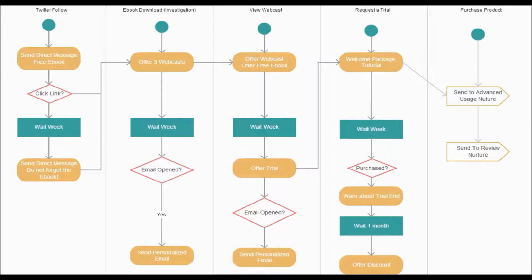So they follow you on Twitter, and if you have an automation platform, you can send them a direct message and say, yeah, thanks for following. By the way, we've got this great ebook if you're interested in it. And then you monitor to see if they've clicked the link. And if they haven't clicked the link, that means they probably weren't interested in that asset, or maybe they were, but just getting around to it.